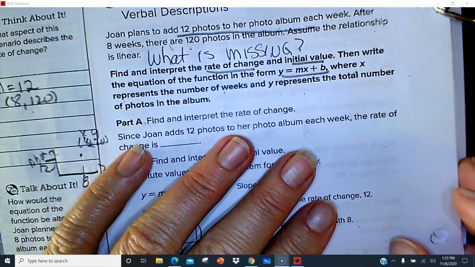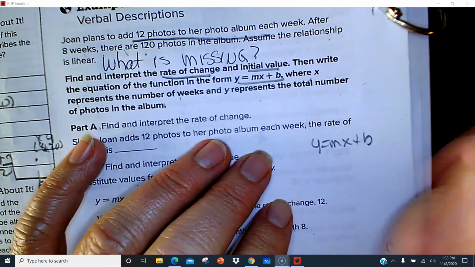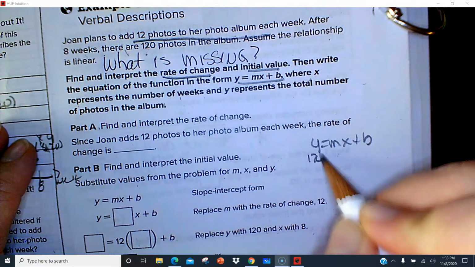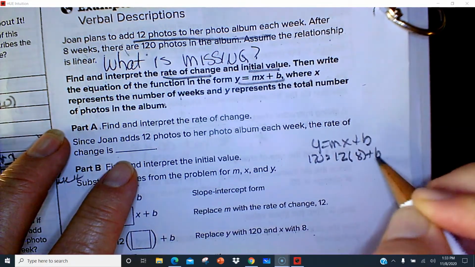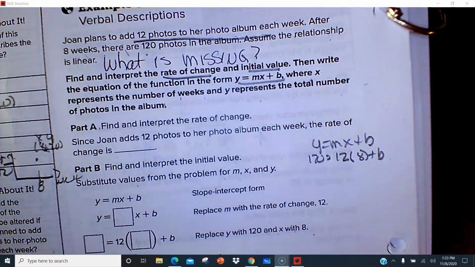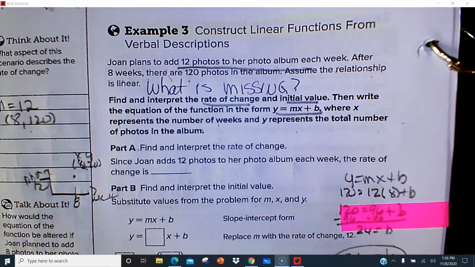So that's what I'm going to use for my formula. So now I'm going to put that back in. Y equals mx plus b. Y is 120. M is 12. X is 8. I don't know my b. We have no idea. Okay, find out what that is. Okay, this is going to be a little bit tougher. We have to do one more step with this one.